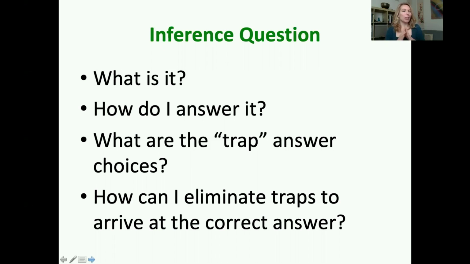Now, the trap answer choices are the things that TOEFL puts in the exam. They look really good. They look so good. We want to choose them, but they're wrong. Okay, and when you know what these trap answers look like, TOEFL uses the same types of traps all the time on every single multiple choice question. When you know what they look like, when you know what they are, then you know better than to choose them. And when you eliminate the trap answers, you're left over with the correct answer. And so our last bit is, how can I eliminate traps to arrive at the correct answer?